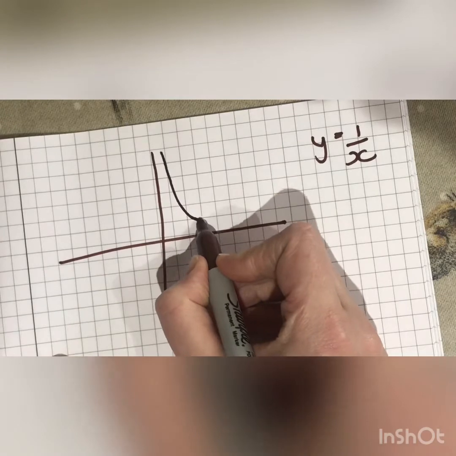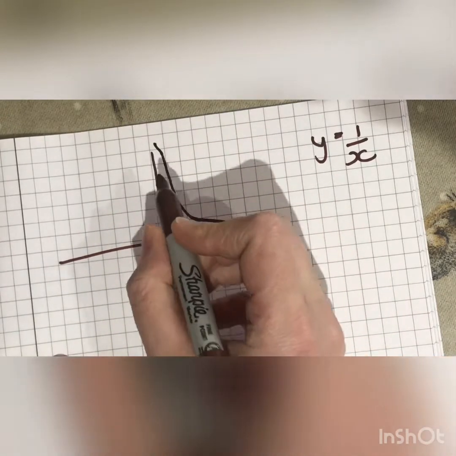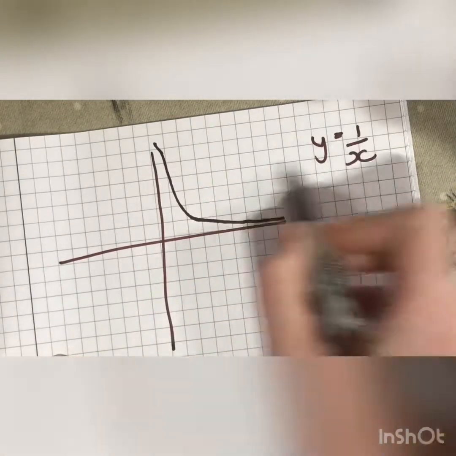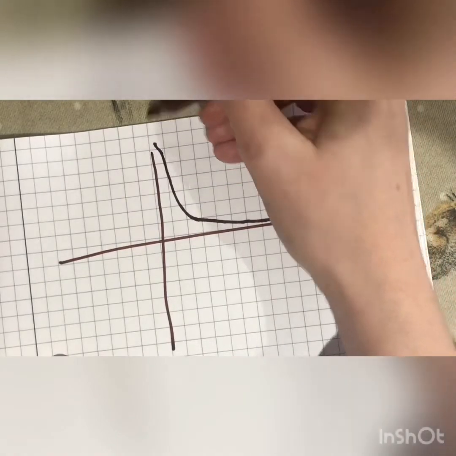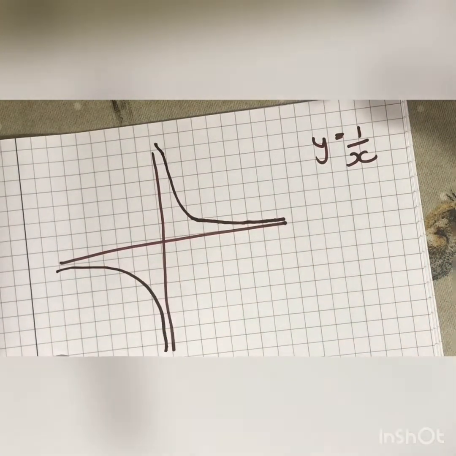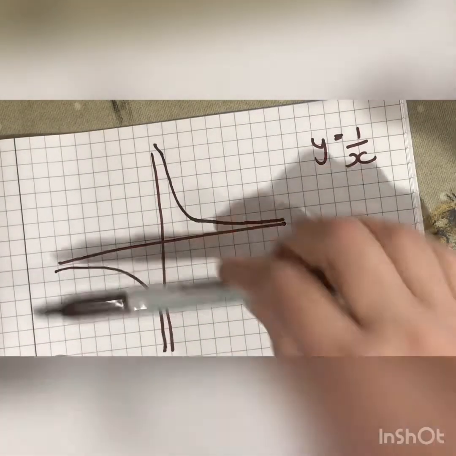As x gets really, really big, y gets really, really small. When x is really, really small, like 1 over 1,000, a thousandth, then 1 over it becomes 1,000, so it becomes really, really big. Same happens, but with the negative in the negative quadrant. So we've got two, what we call asymptotes.